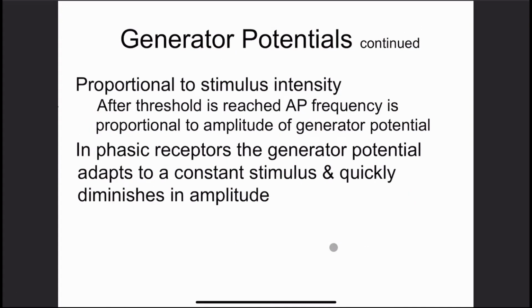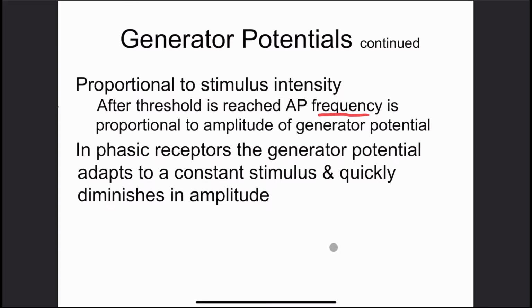Generator potentials within sensory receptors are proportional to stimulus intensity. So the more intense a stimulus, the more depolarizing a generator potential is, similar to our EPSPs, right? However, after threshold is reached, an action potential is going to fire, and now the action potential frequency, not intensity, is proportionate to the amplitude of the generator potential.